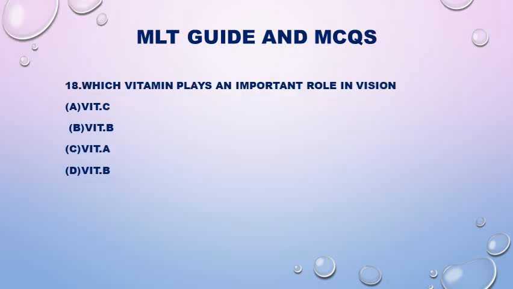18. Which vitamin plays an important role in vision? Options A. Vitamin C, B. Vitamin B, C. Vitamin A, D. Vitamin B. And the answer is C. Vitamin A.